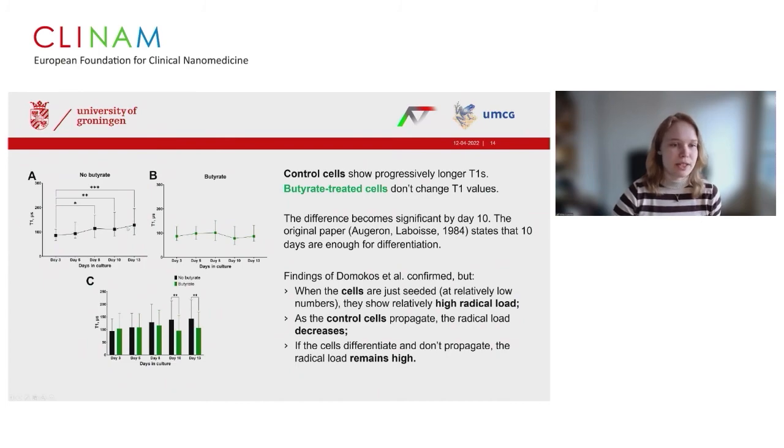What is also interesting is in the non-treated sample, you see again the larger error bars, meaning that there is a range of T1 values, a range of free radical load within the same cell population. So maybe there are several subpopulations of cells, and it might have some clinical significance, for example, if those subpopulations would have differential response to drugs, to different treatment.